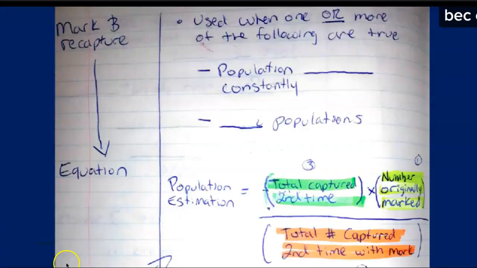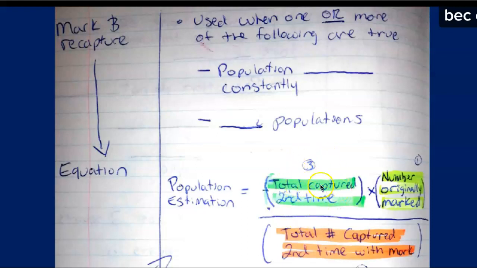What about mark and recapture? Mark and recapture are for populations that move constantly. So typically you're going to use these for animals, tigers, snakes, squirrels, things like that. So how you do this is you go out and you capture some squirrels and you put a tag on them. Okay, let's just say you do that on day 1, you let them go. You come back a week later, 7 days, 10 days, whatever, and then you capture some more squirrels.